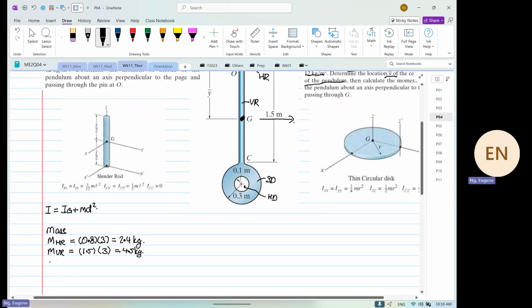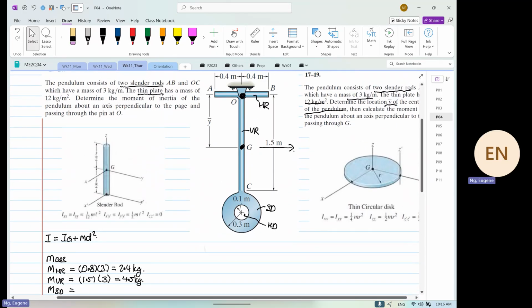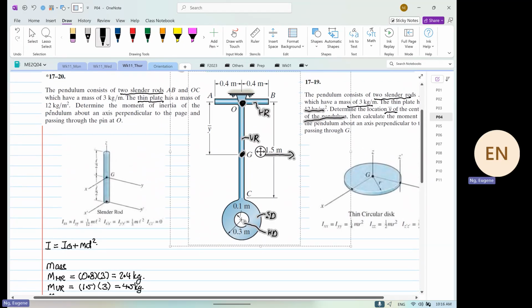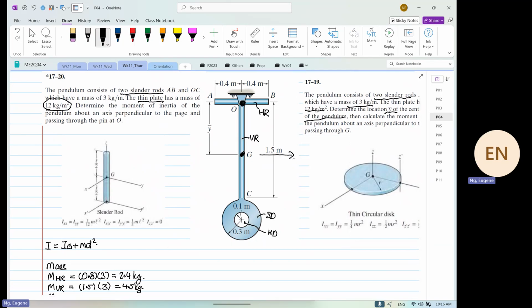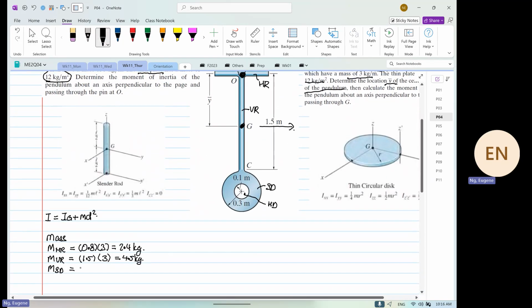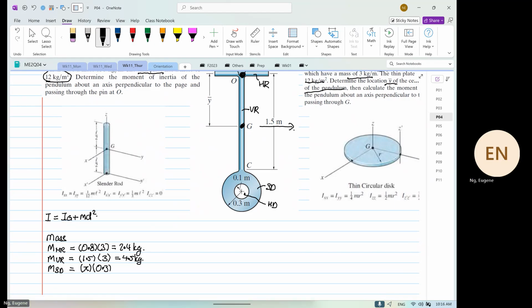Then we have the mass of the solid disk. For the solid disk, we have to find the cross-sectional area because we are given what? 12 kilogram per meter squared. So pi times 0.3 squared multiplied by 12. Okay, so that is 3.393 kilograms.